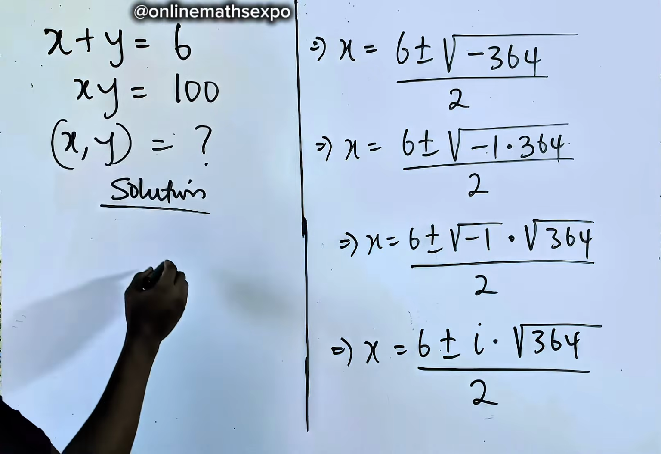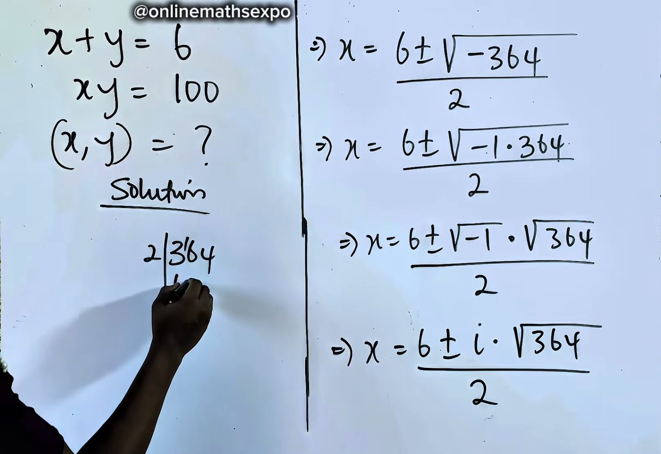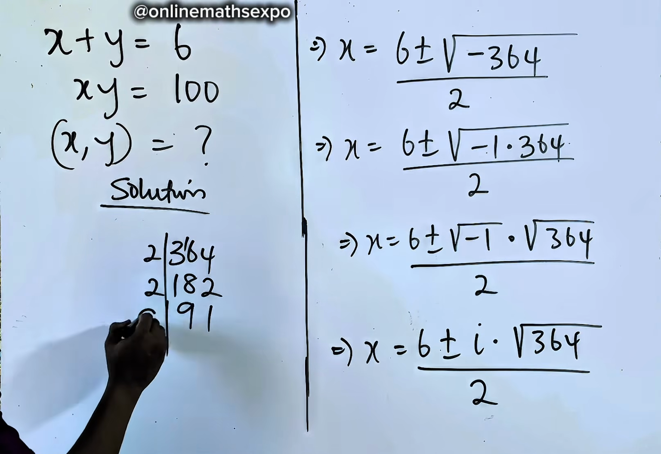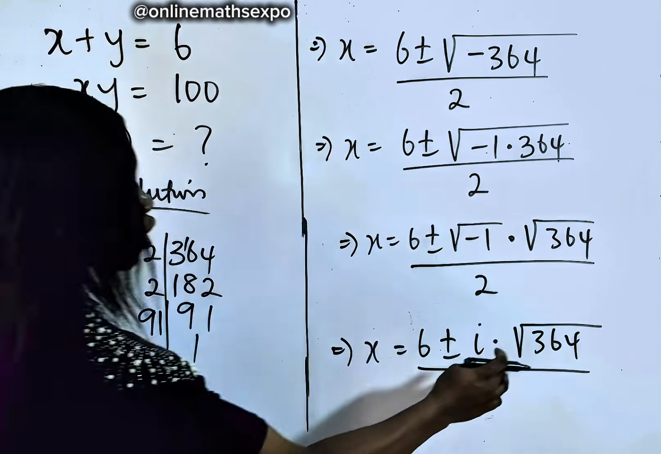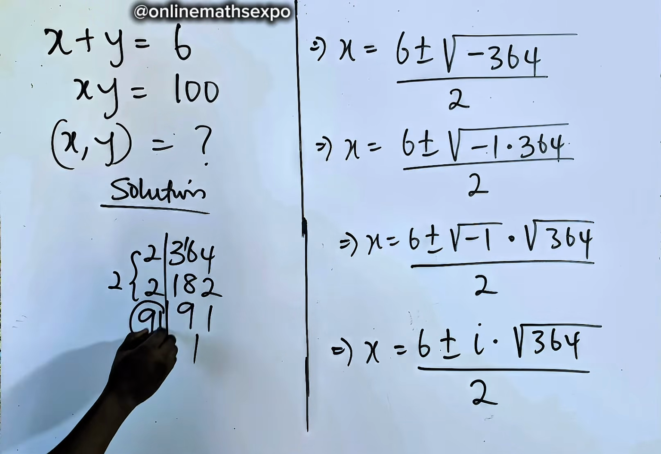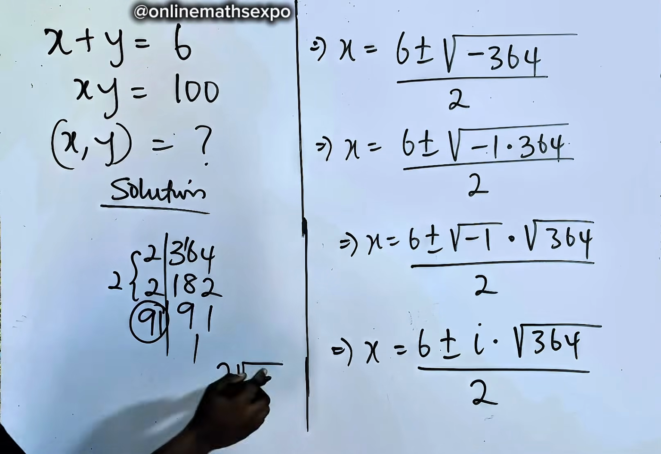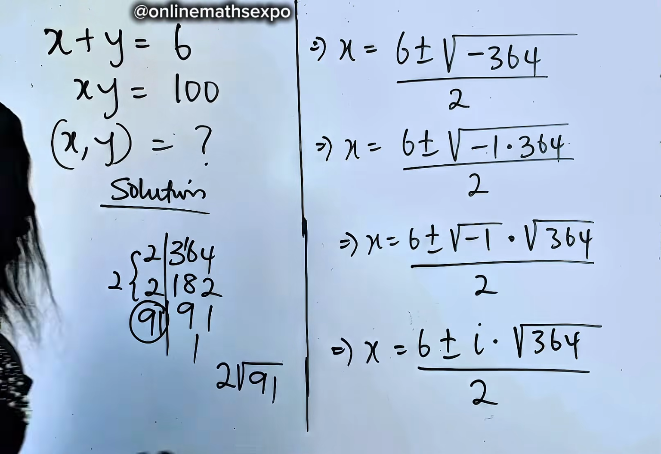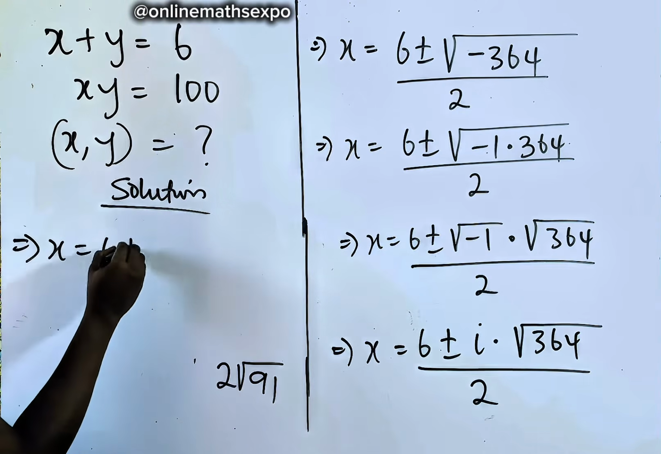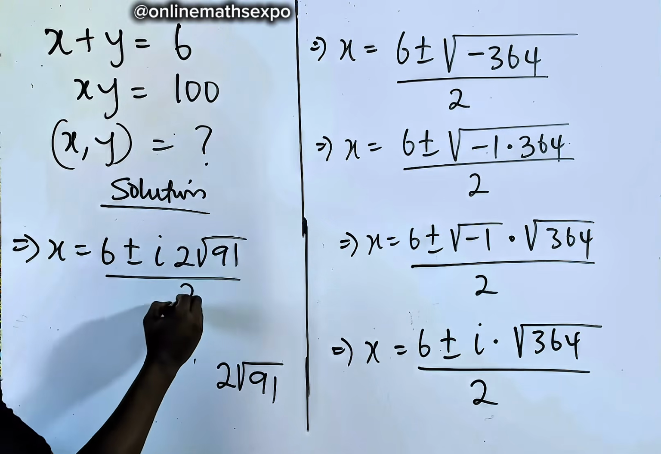For 364, 2 can divide this to give us 182, and 2 again gives 91. 91 is 7 times 13, so only 91 can divide to give 1. Because it's a square root, you just pair. So pair the 2s and take one 2 out, and 91 will remain in the root. Simplifying, you have 2, and 91 remains in the root. So x is equal to 6 plus or minus i times 2 root 91, divided by 2.